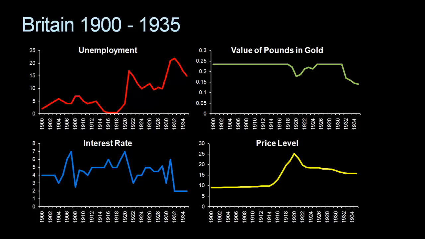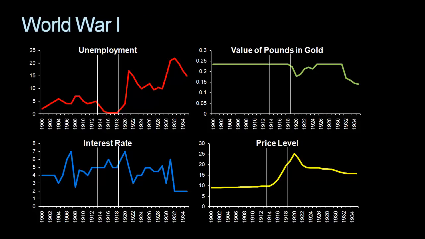Now, I'm going to add some markers to this graph to basically show you when World War I began and ended. The first line shows when World War I started in about 1914 and when it ended about 1918. Let's first look at the period before the war. We notice a couple of different things about this period. The first is that this line showing the value of British pounds in gold is constant. The reason it's constant is because Britain is on the gold standard, and that by definition implies that you can exchange British pounds for a fixed amount of gold.